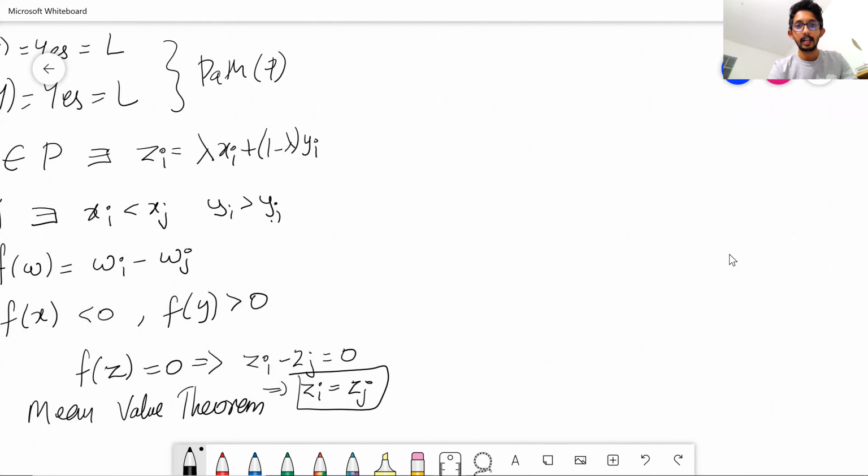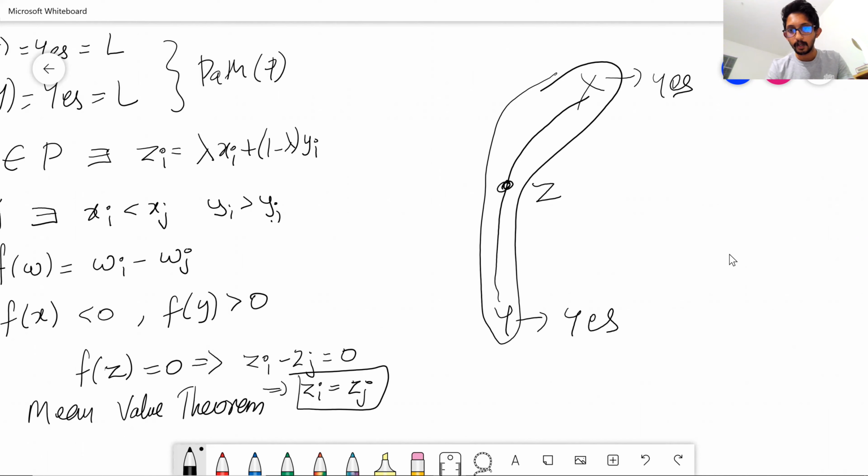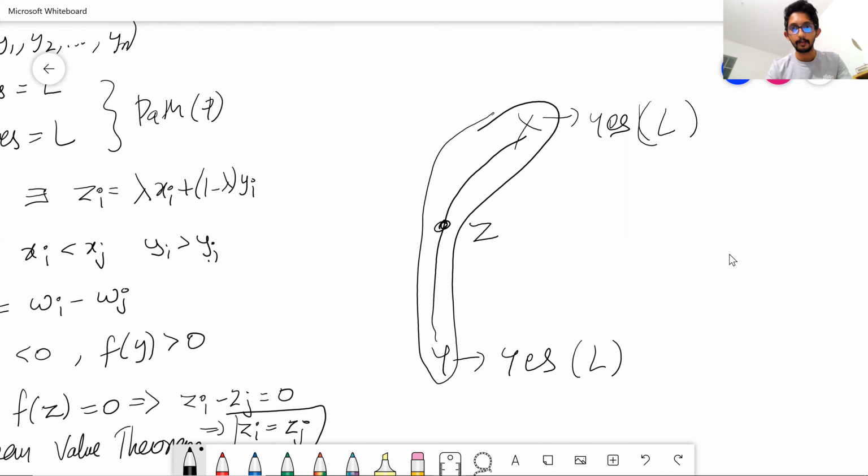We have assumed that, let's say, this is the path of the tree, and we have x here and we have y somewhere, and we have this path connecting them. We took z, which falls inside the path. So we assumed that the answer of x is yes, the answer of y is yes, and both of them go via L. So if there's a point z which goes through the path, then it should also be yes, and it should also go through the path L.